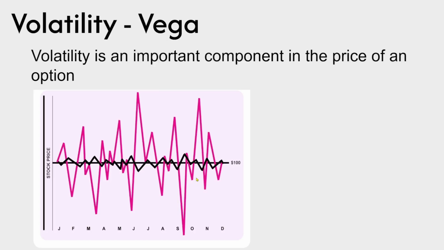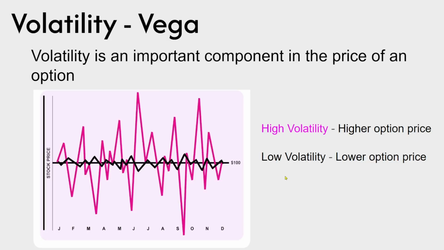So volatility, it's an important concept in the price of the option. It's one of the variables that determines the price of the option. High volatility is going to have a higher option price, and a low volatility will have a lower option price. So if you're trading a stock in the black here, this would be something like Ford or 3M, something that there's not too many big surprises, not too many changes to the industry.